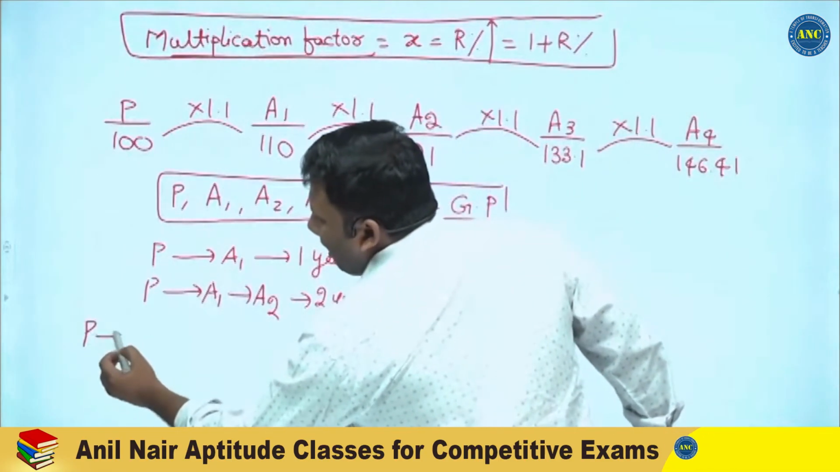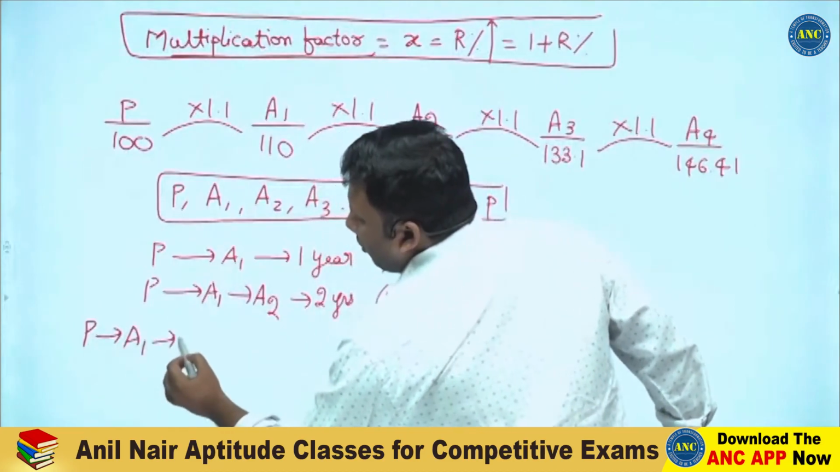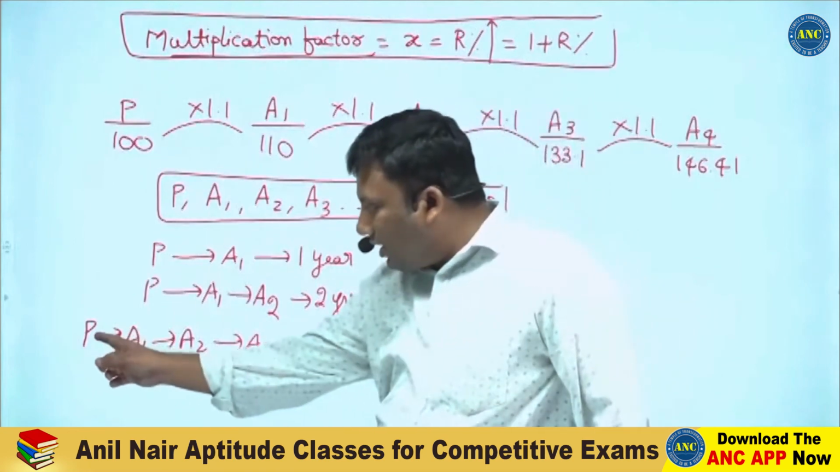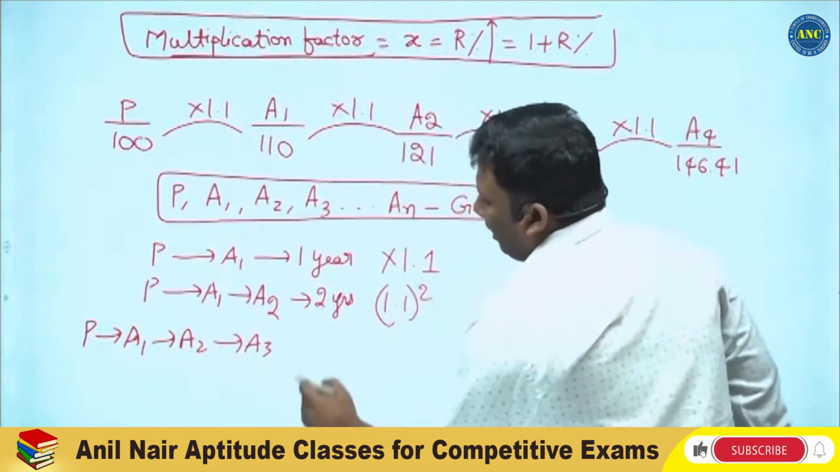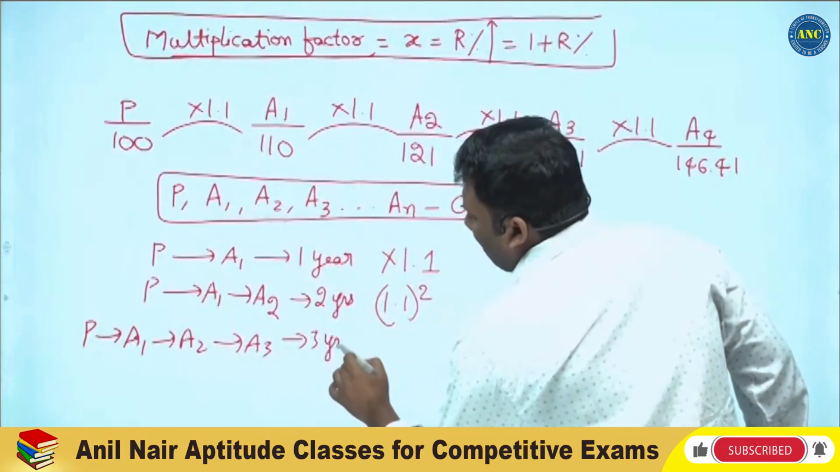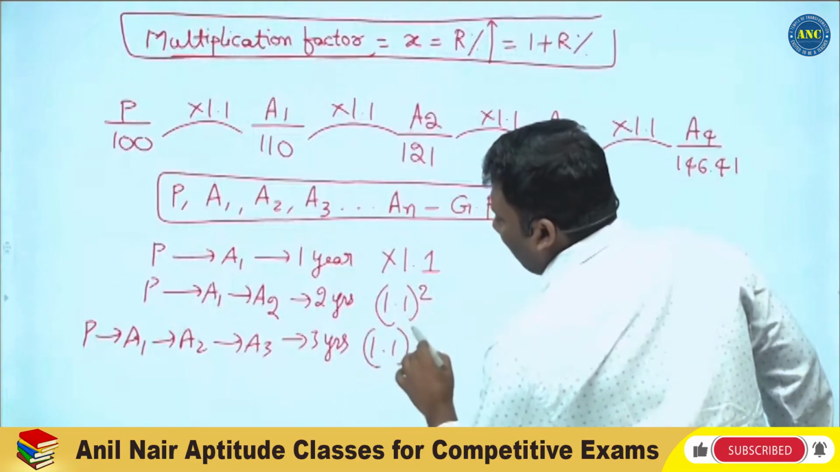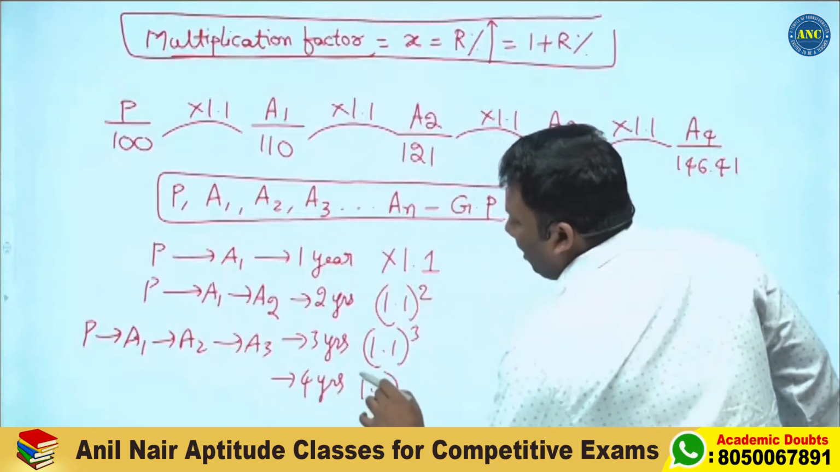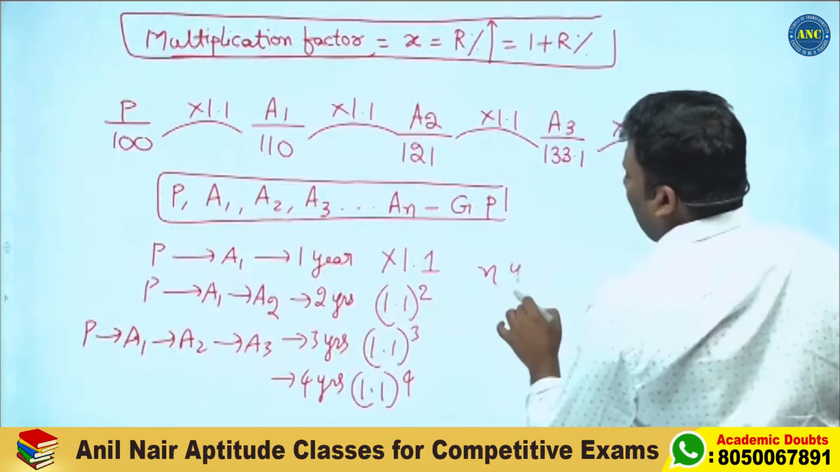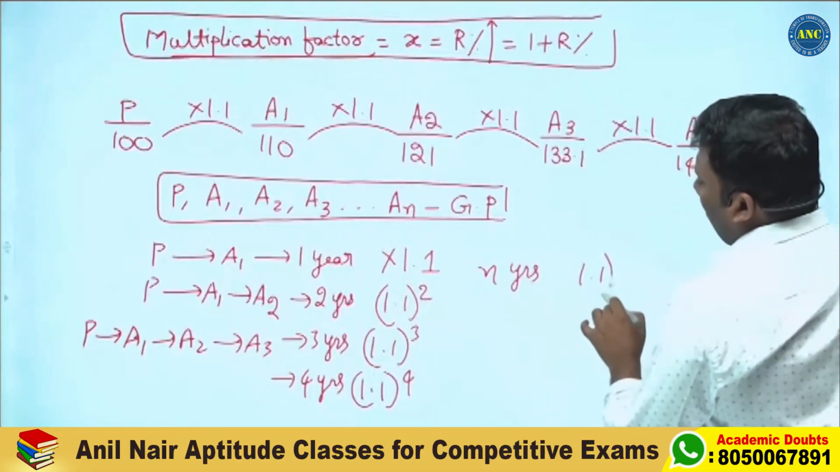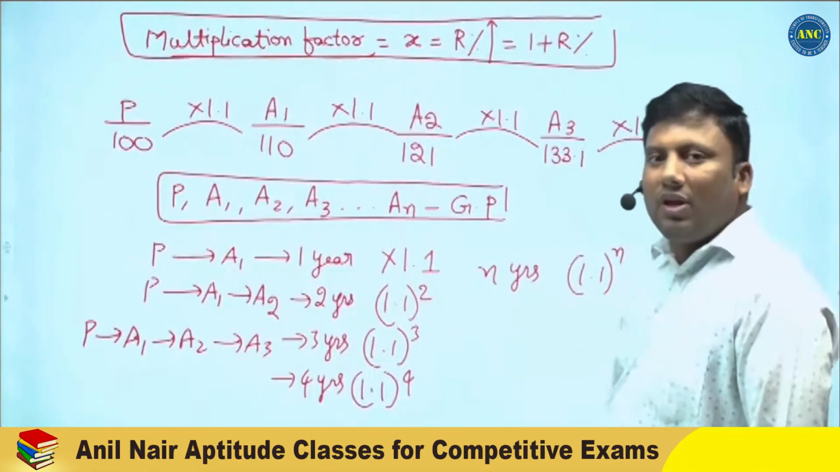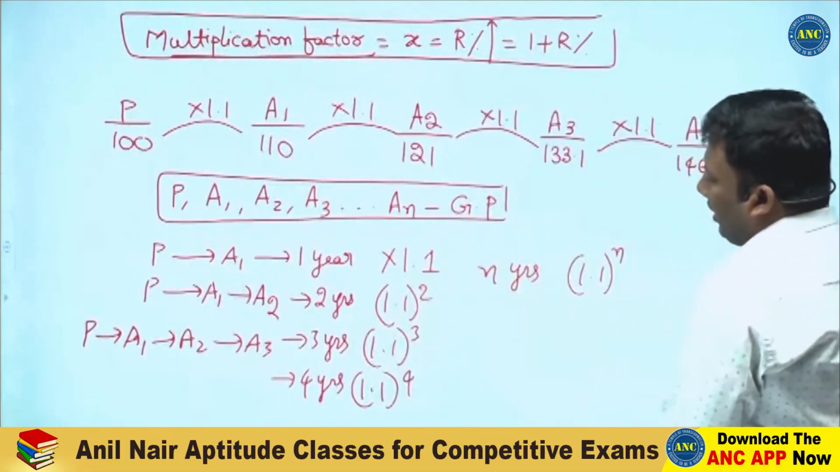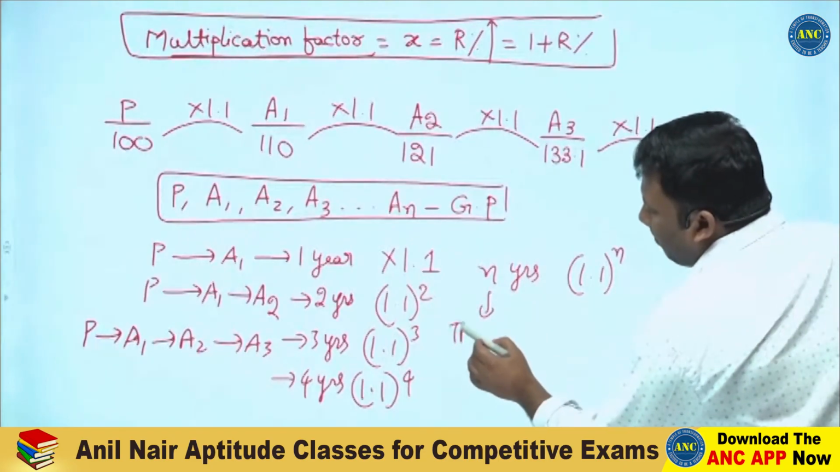Suppose I am taking P to A1, A1 to A2, and A2 to A3. How many time intervals are there? 1, 2, 3. So 3 time intervals are there, 3 years it is over. It is 1.1 to the power 3. Similarly, if it is 4 years, it will be 1.1 power 4. Similarly, if it is n years, it will be 1.1 power n. Are you all with me?